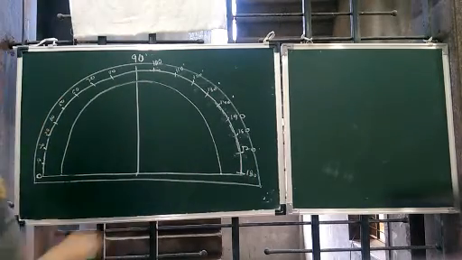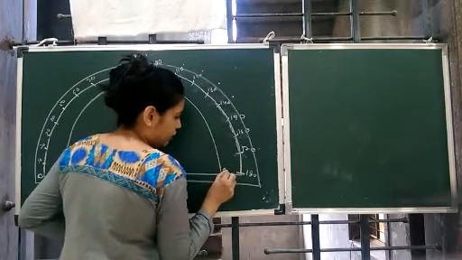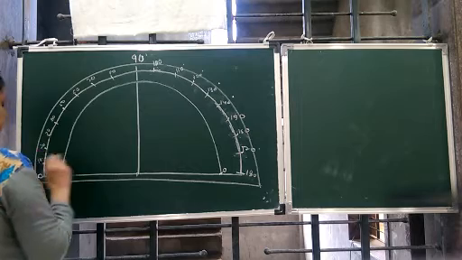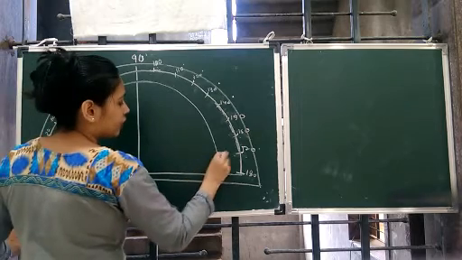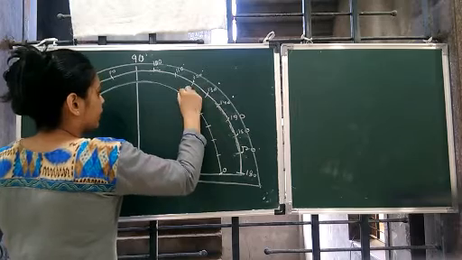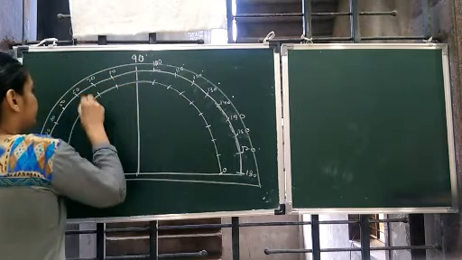The outer scale and the inner scale starts from the right side. Okay, so this is 0 and this is your 180. You must be wondering why there are two scales. I'll tell you why. This 90 is the same.